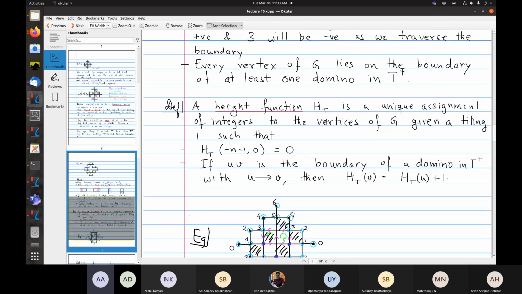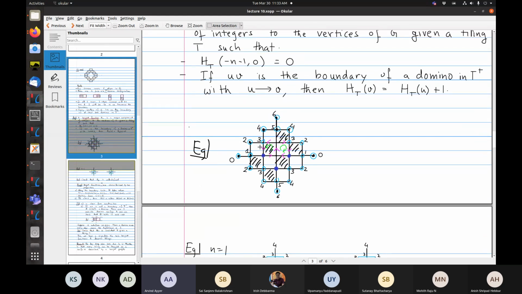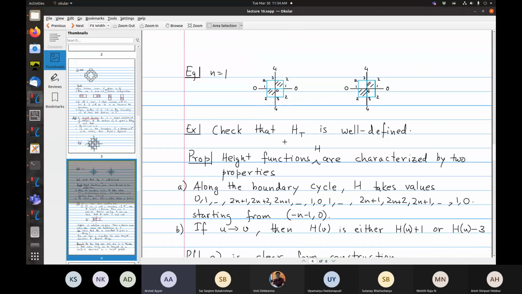So we assigned heights in such a way that whenever there's a tiling of the domino along the edges, the height goes up either by plus 1 or minus 1, depending on whether the square to which it belongs is black or white. Okay, so it's a bit complicated. I don't want to get into everything all over again.